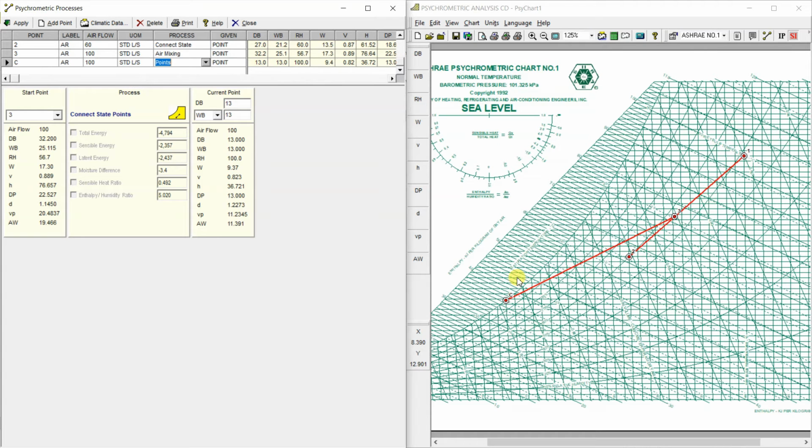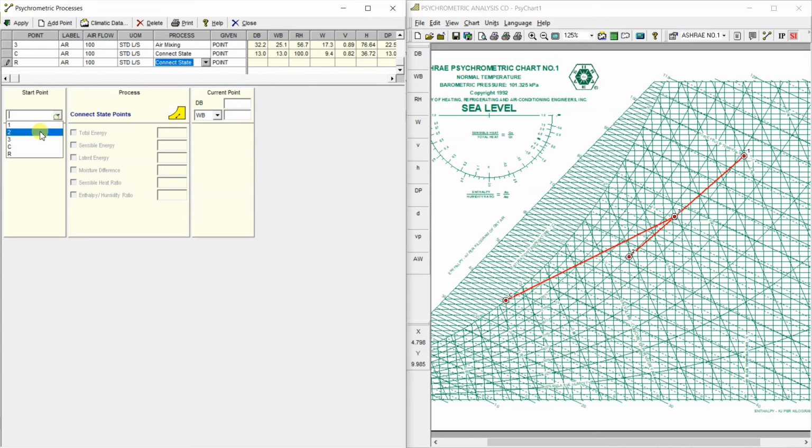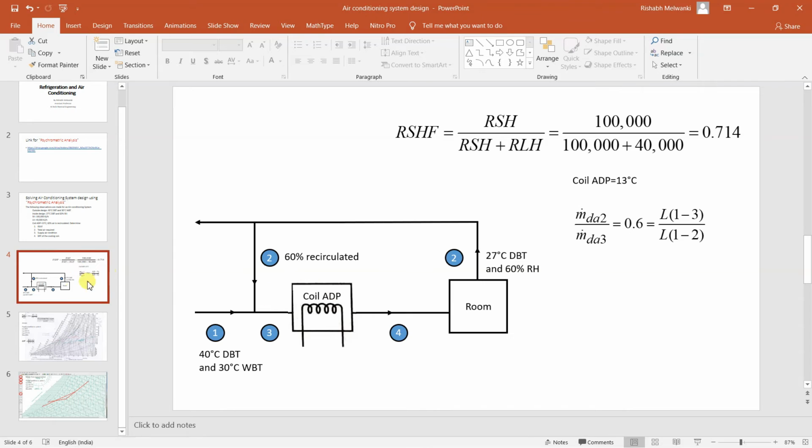Now we have to draw RSHF. Now here some trial and error method is required. Okay, what we have to do? Click add point. This is room ADP, R. Okay, now this will be from point 2. Okay, so we will write here connect state point 2. Okay, now what is room sensible heat factor? It is RSH upon RSH plus RLH, and that value is 0.714. So we have to maintain 0.714 RSHF. Okay, so I'll go back to the software.